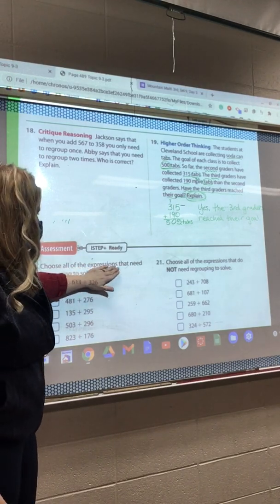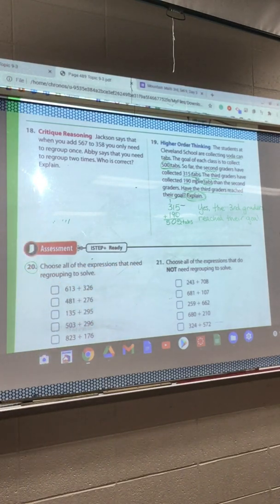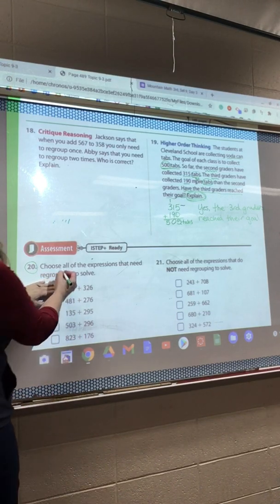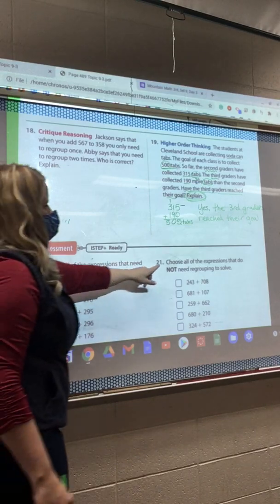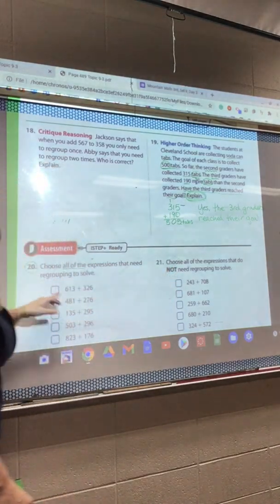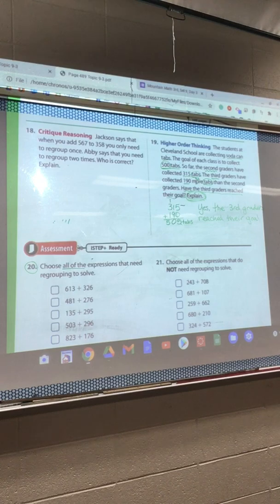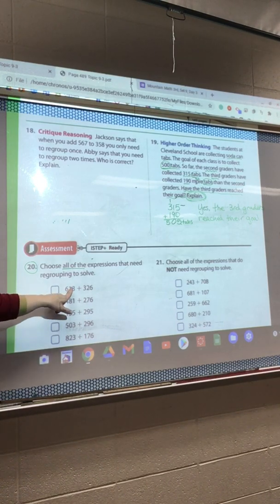Let's do it. Choose all the expressions that need regrouping to solve. It's still the same thing. Oh wait, careful. Choose all of the expressions. So we have to find the ones that need regrouping. How do we know if it needs to be regrouped or not? What does it have to get to in order to regroup? 10, right? So let's look at the ones real quick.